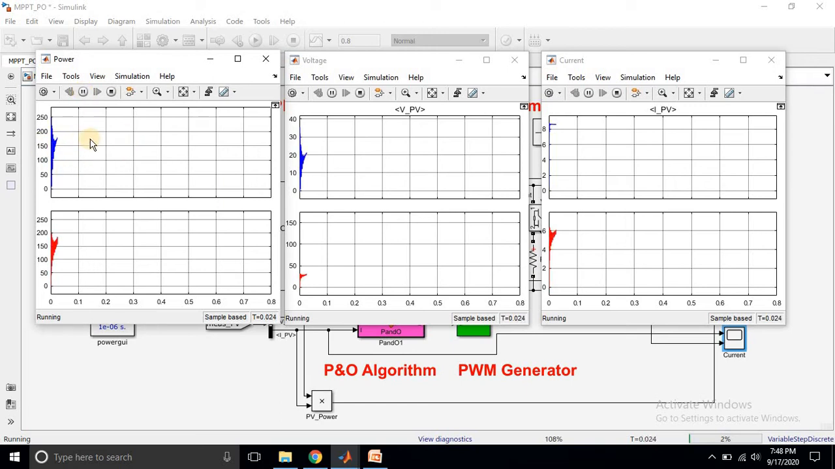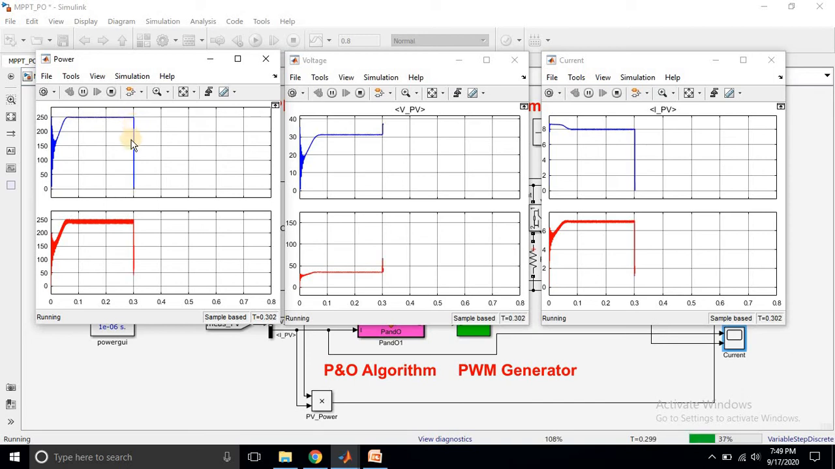So this is the PV power, this is the converter power, this is the PV voltage, this is the converter voltage, this is the PV current, and this is the converter current, okay. So you can see that. Already I told you, for 1000 watts per meter square and 25 degrees Celsius, the maximum power point of that panel is 250 watts, correct? After 0.3 second I am going to change the load.